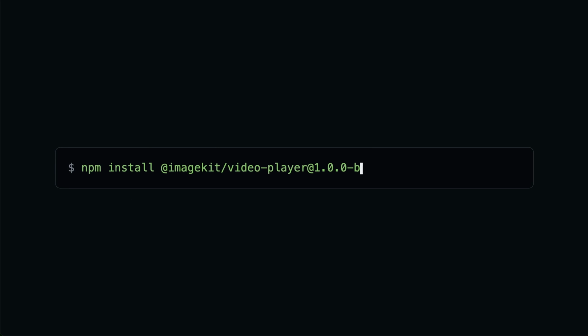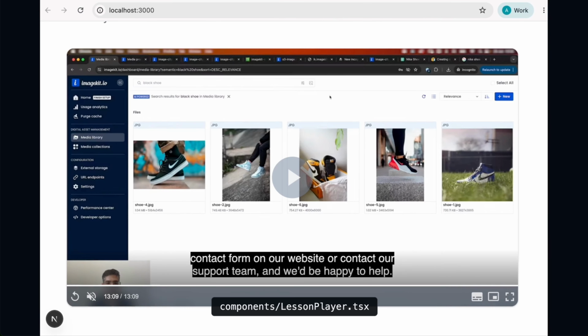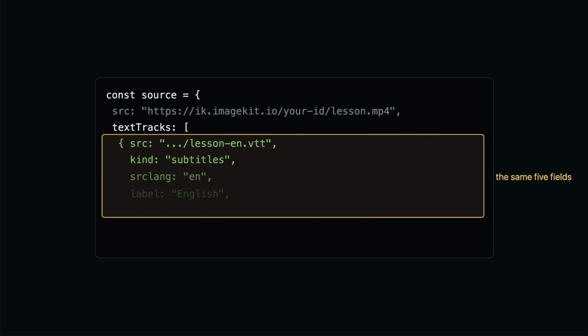Now let's look at the SDK. First, you install the video player package. After that, it's a single component. You import the player, you import its style sheet, and you pass it a source object. That object holds two things, the URL of your video and a text tracks array.